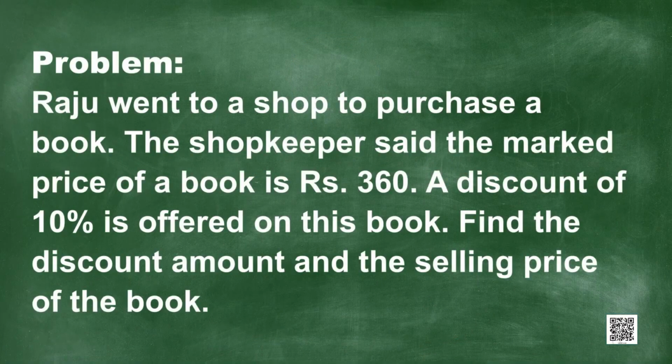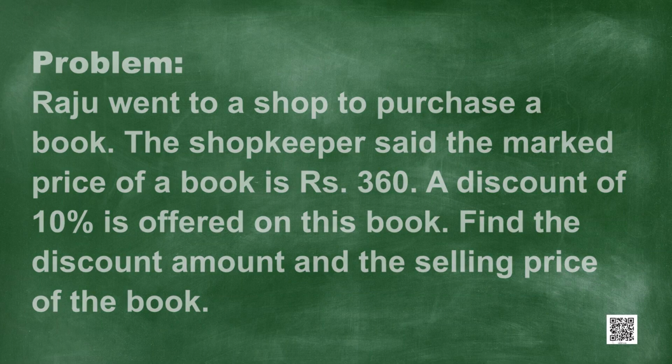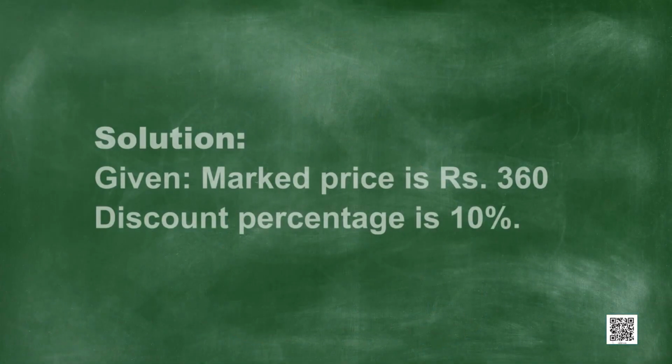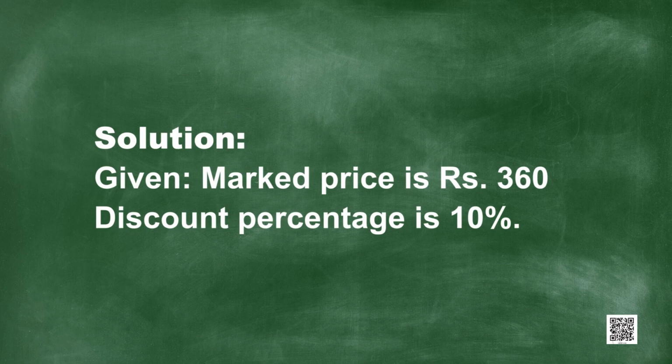Well students, now let us consider another problem. The problem says, Raju went to a shop to purchase a book. The shopkeeper said the market price of the book is rupees 360. A discount of 10% is offered on this book. Find the discount amount and the selling price of the book. Students, let us write down the given information. It is given that market price is rupees 360 and discount percentage is 10%.